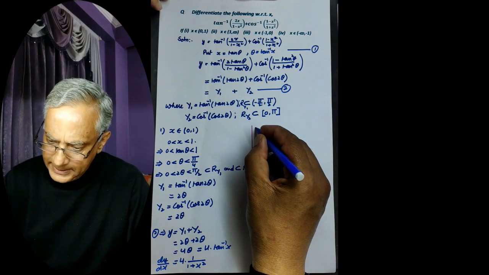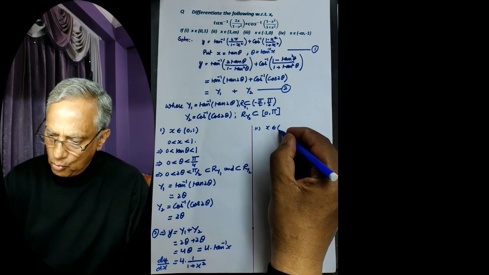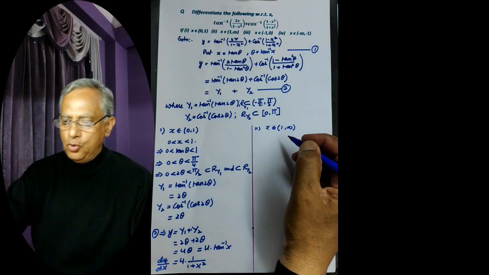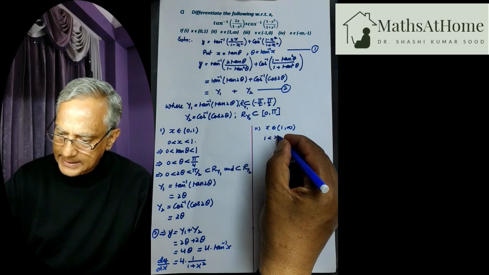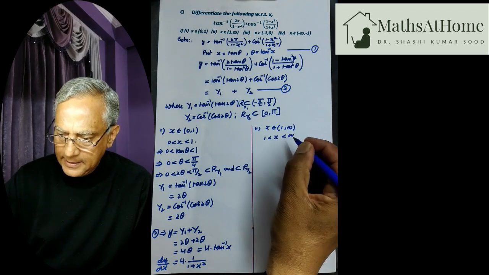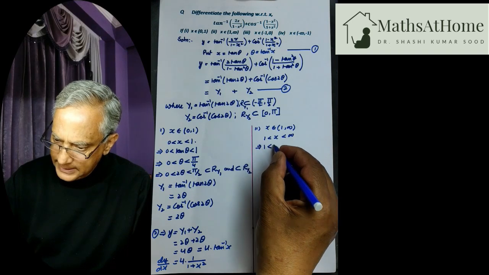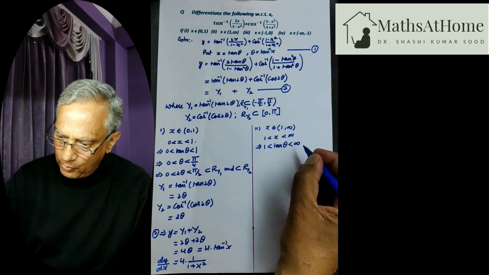Now the second part is x belongs to 1 to infinity. That is, 1 is less than x is less than infinity. And this implies 1 is less than tangent of theta is less than infinity.